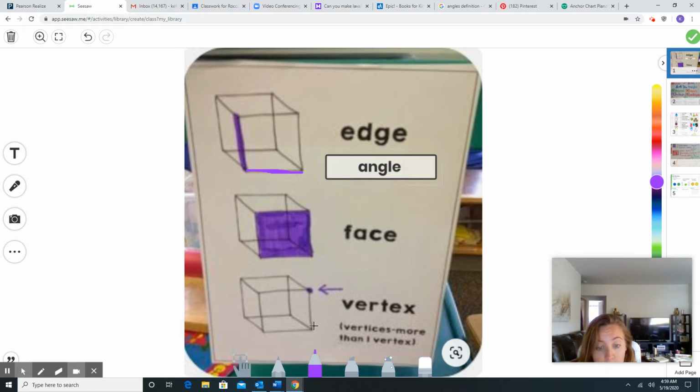Now, when there is more than one vertex, we call them vertices. So this shape, the cube, has definitely many vertices. I'm just going to mark them for you. So those are some of your new vocabulary.